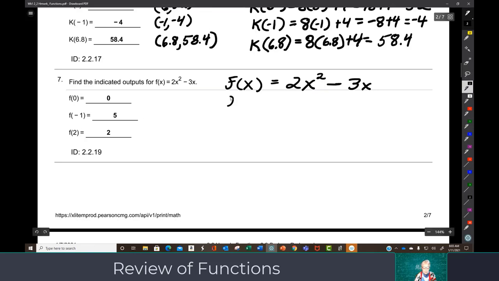All right, so F of 0 is going to be 2 times 0 squared, minus 3 times 0. If you go on to calculus, you'll find out that we don't like to talk about 0 squared. It's something called an indefinite form. But you still treat it like a zero. So this is going to be 2 times 0 minus 3 times 0. That gives you 0 minus 0, which is 0. Simple as that.